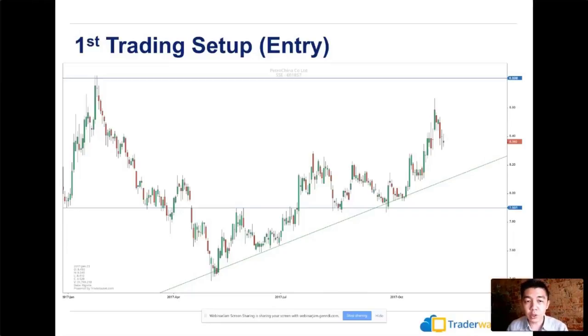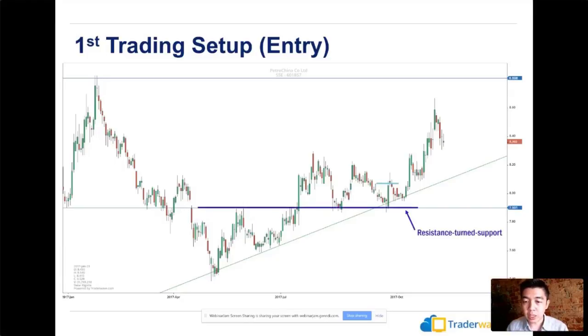All right, so this is the first trading setup I'll be sharing with you. Now, in terms of entry wise, you see the blue line over here. This is, from my way of looking, really a good entry setup to be looking at. Okay, and I'm going to explain to you the rationale why.